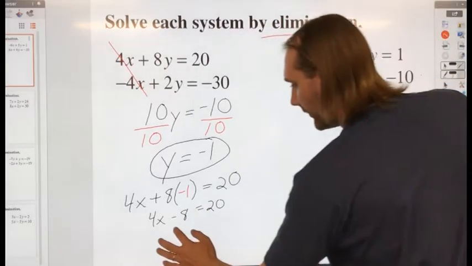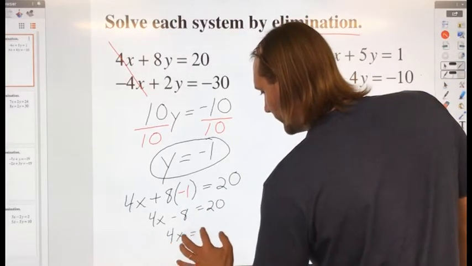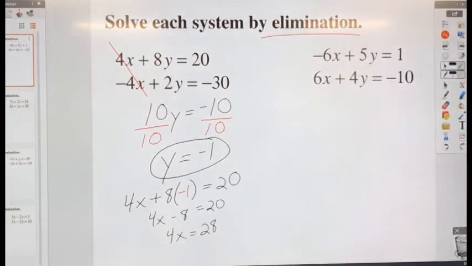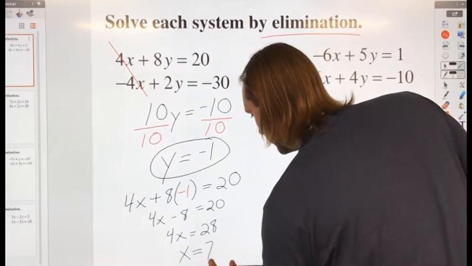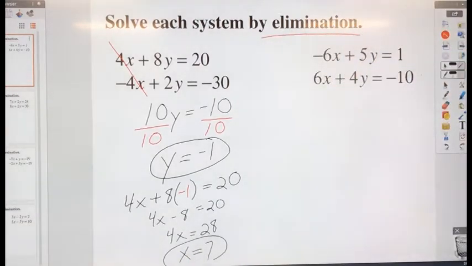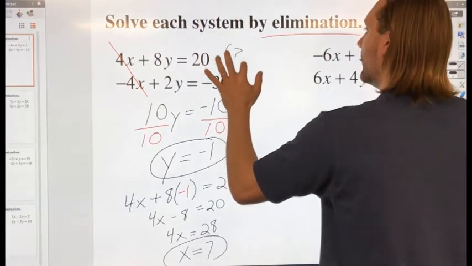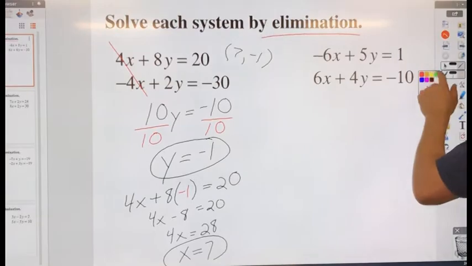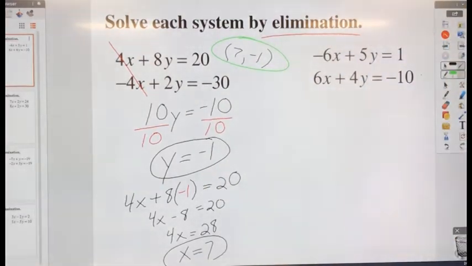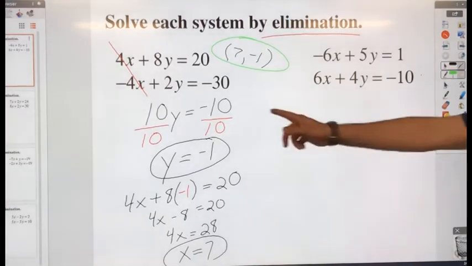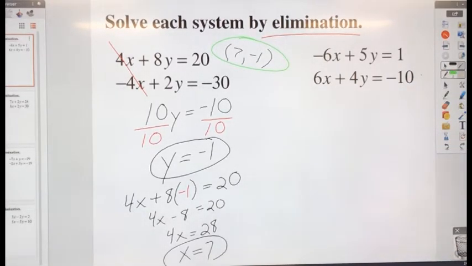I'm going to add 8 to both sides. 4x equals 28. And then divide by 4, x equals 7. Yeah. X equals 7. So my solution is 7, negative 1. I'll just write it up here. 7 and negative 1. That's my values for x and y that I can plug into each of these equations and they'll come out true. So let me give you a minute and use this same strategy on this next set of equations.